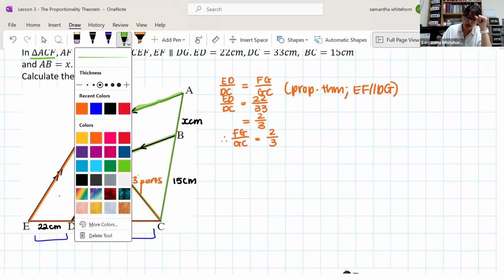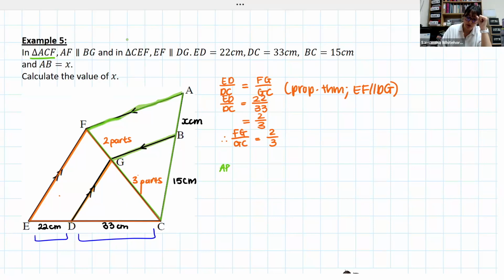So I know, and remember, I'm looking for AB, so I'll chuck that in my numerator, over BC, because that's the information I have on the right-hand side, is equal to AB corresponds to FG over GC. Again, prop theorem, all of that fun stuff. I'm in a new triangle, so now it's AF parallel to BG.